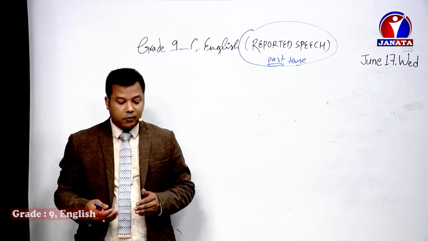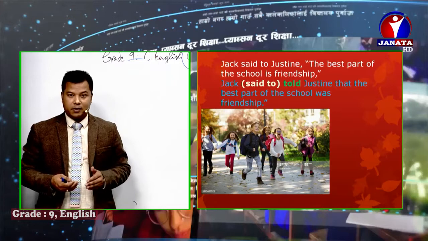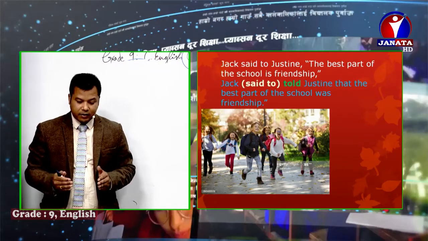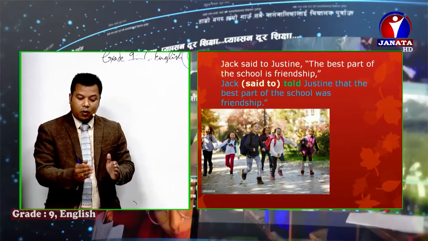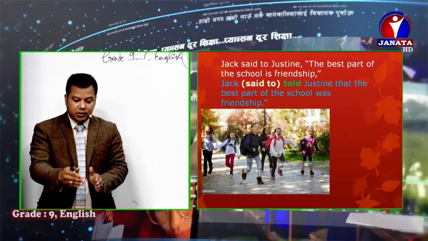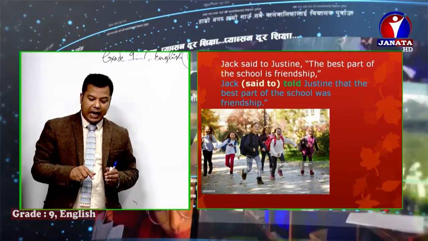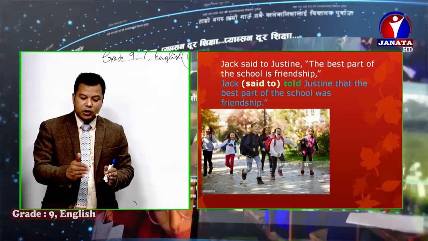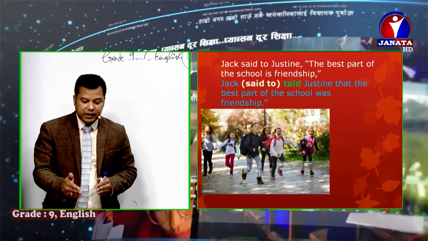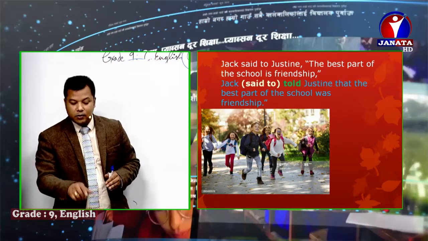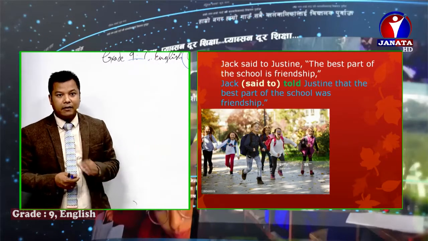So here is one more example for you. Jack said to Justine, the best part of the school is friendship. Here, Jack is the speaker. Said to is a reporting verb because we use this verb to report the speech of Jack to Justine. Now, reporting this indirectly, I use the same speaker, Jack. Said to is put into bracket, is changed into told because you have an object. So, Jack told Justine that the best part of the school was friendship. So here too, is changed into was. This transformation has occurred because of the rule that we have followed.